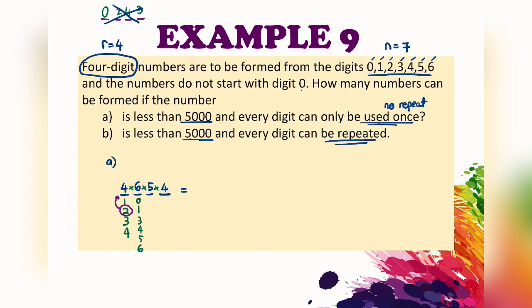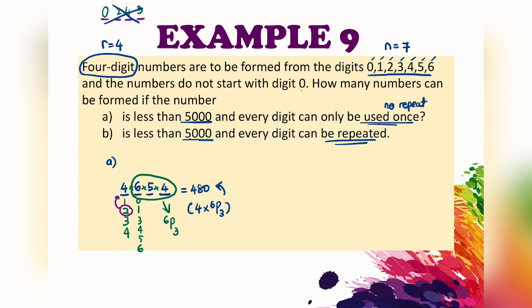Here we have a total of 480. Actually, 6 times 5 times 4 can also be written as 6P3. Why 6P3? Because we have 6 remaining digits that need to be arranged in 3 positions. So the alternative way we can write it is 4 multiplied by 6P3.